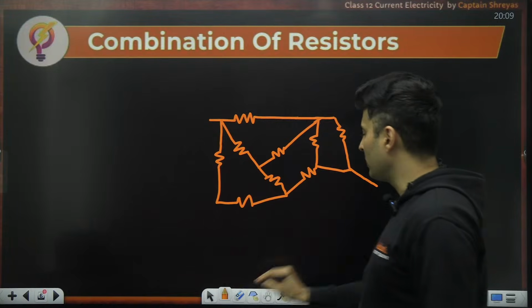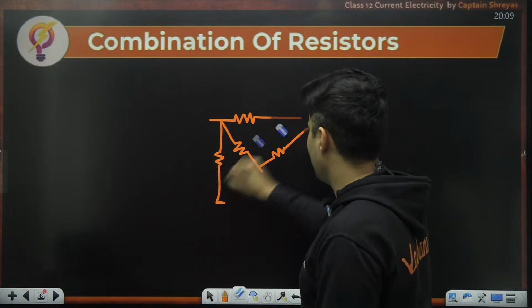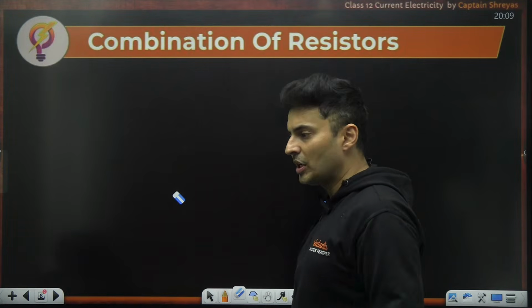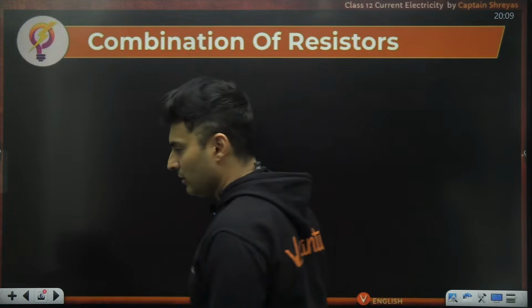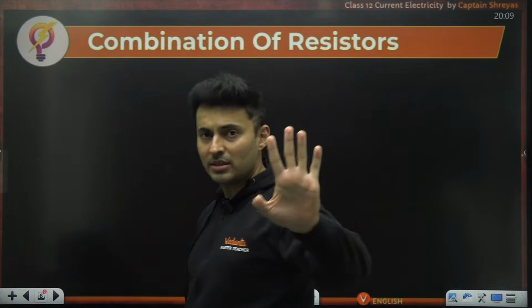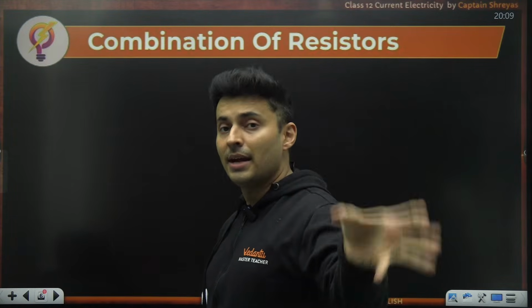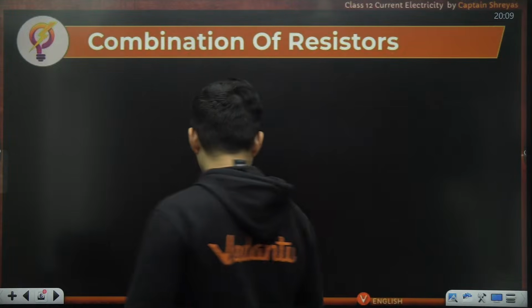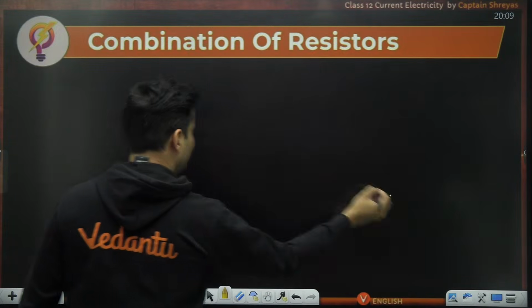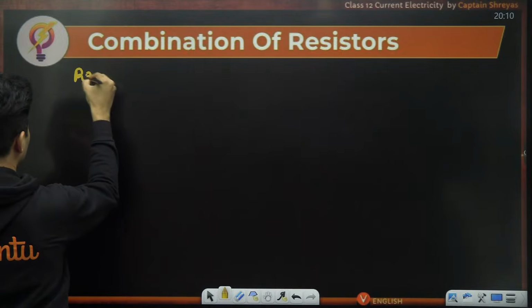So we'll talk about it in the next class when we learn Kirchhoff's laws. But today we are limiting to series and parallel. Okay, everybody clear about this? What we are limiting ourselves to today, and what is the next class all about? All right. So let's talk about first resistors in series.